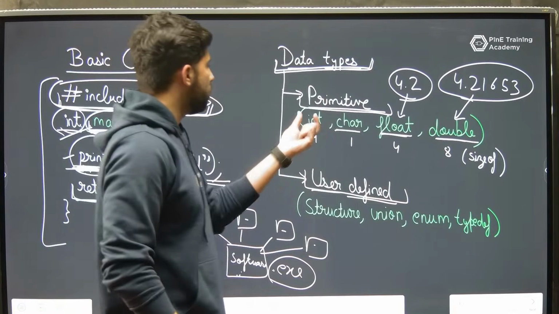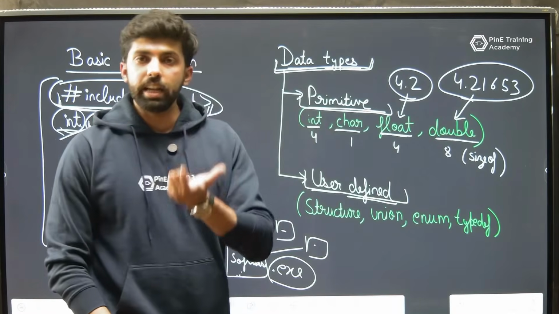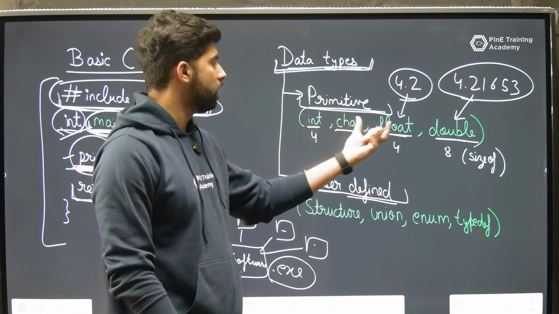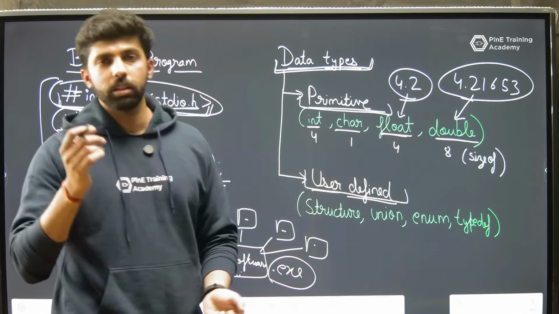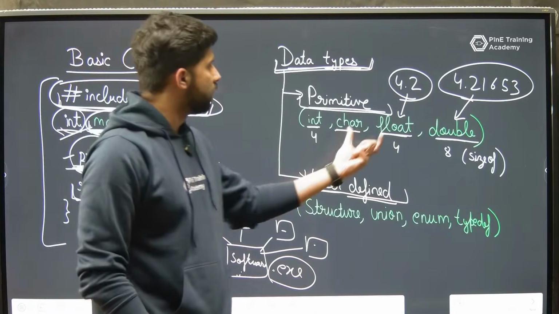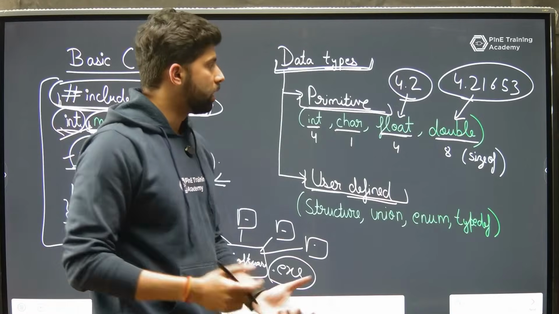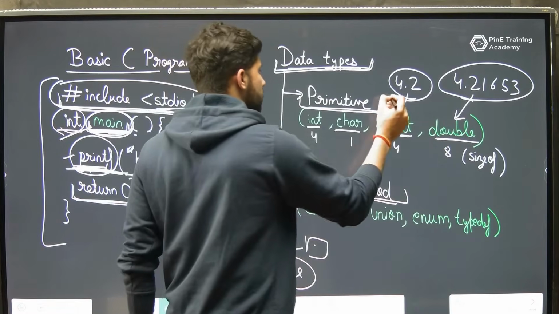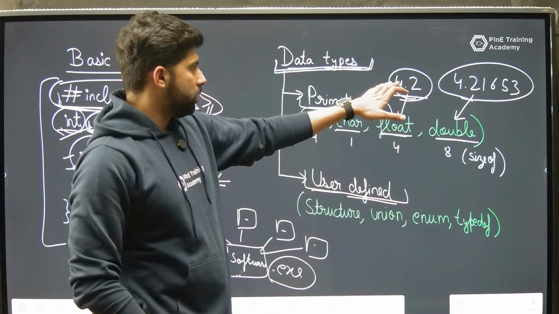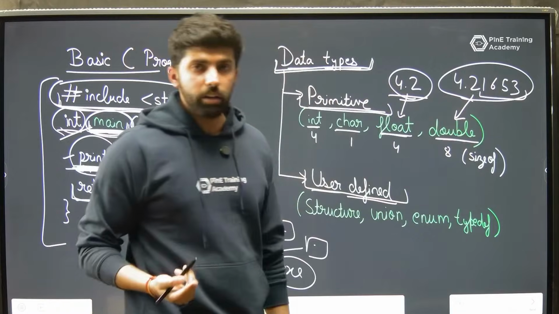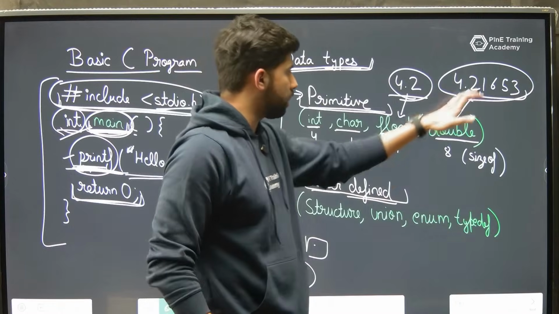If you want to store an integer value, you can use int. For a character you can use char. For a float, which means a number with a decimal point, you can use float, or for a number with more precision you can use double. So for example, in float you can store 4.2, but suppose you want to store a more precise value, 21653, you can use double.